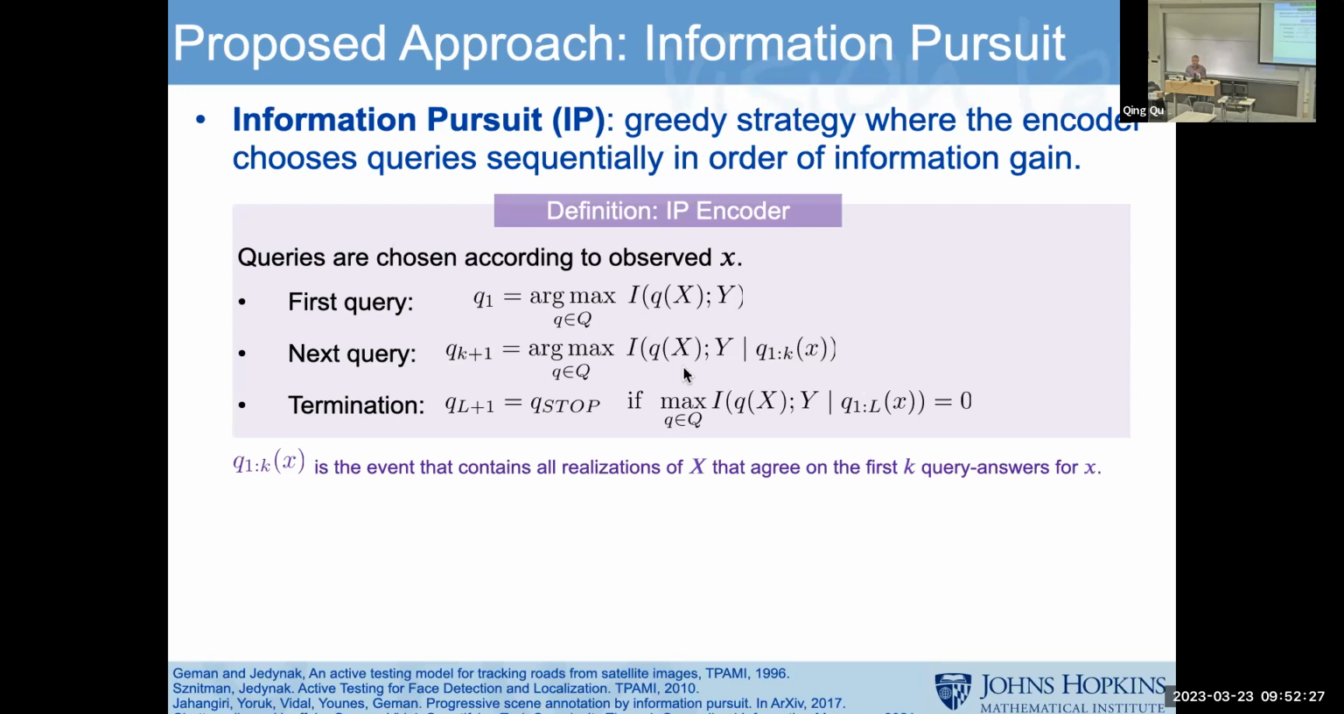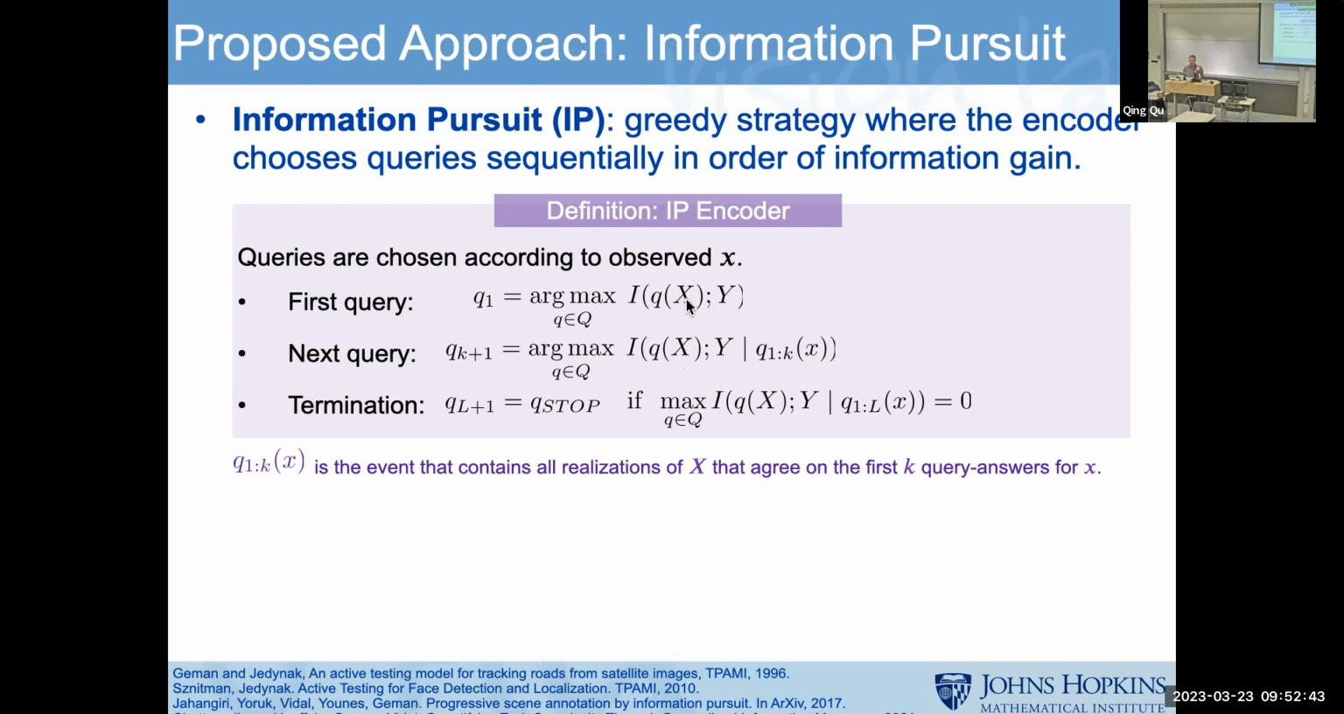So that's the first one. The second one is the same principle. You always select the question that is the most informative one. The only thing that changes is that now you condition on the fact that you know the exact answer. So that's why there is this little x versus the capital X.